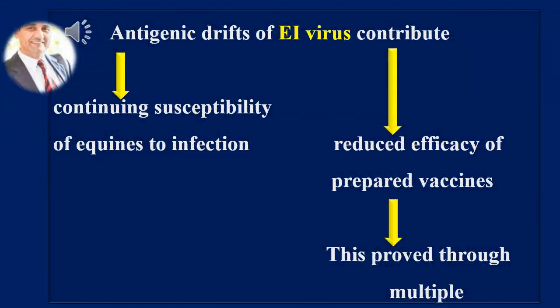Antigenic drift of equine influenza virus leads to continuing susceptibility of equines to infection with new strains and substrains, as well as causing reduced efficacy of prepared vaccines, even with OIE recommendations. This is proved through multiple outbreaks that occurred during 2019, 2018, and this year, 2020.